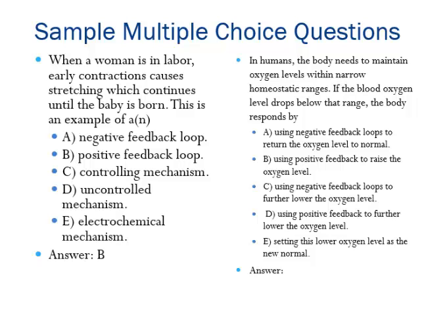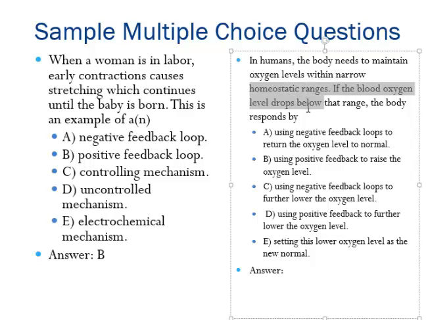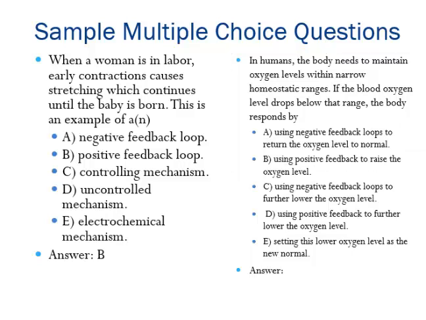Second question: in humans, the body needs to maintain oxygen levels within narrow homeostatic ranges. If the oxygen level drops, the body responds by doing what? Well, let's see. Using negative feedback to return the oxygen level to normal? Well, that looks about right. Using positive feedback to raise the oxygen level? Positive, remember, is when you increase the distinction, you increase the disparity, you increase the change. Here you're decreasing the change, you're going back to normal.